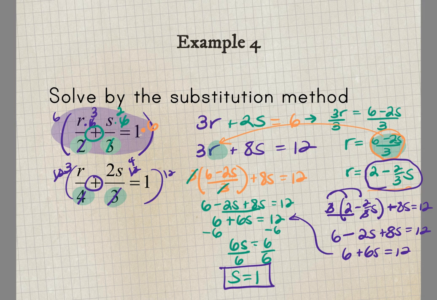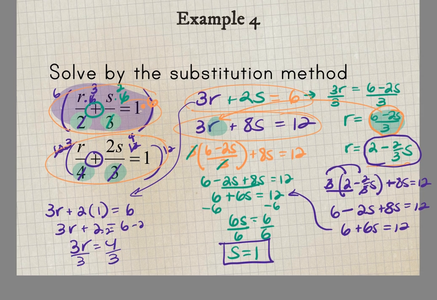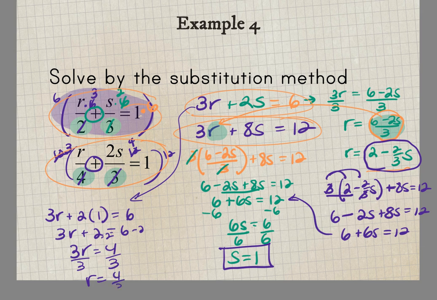Now I have to take that s and I could literally plug it into either of the original 2 equations or one of the ones where we got rid of the fractions, which would be a little bit easier. So I'm going to plug it back in here. 3r plus 2 times s equals 6. 3r plus 2 equals 6. 3r, subtract that 2, equals 4. Divide by 3. And r equals 4/3.